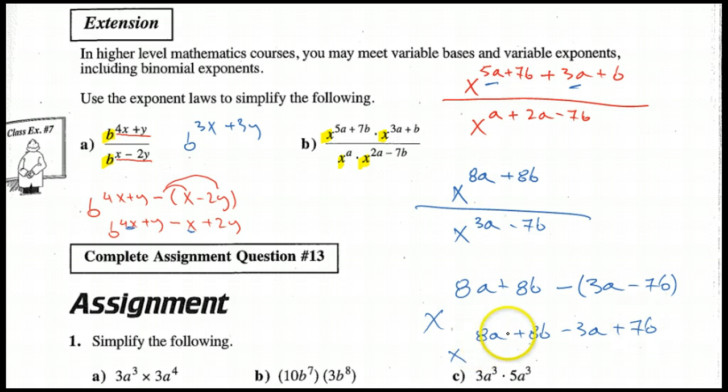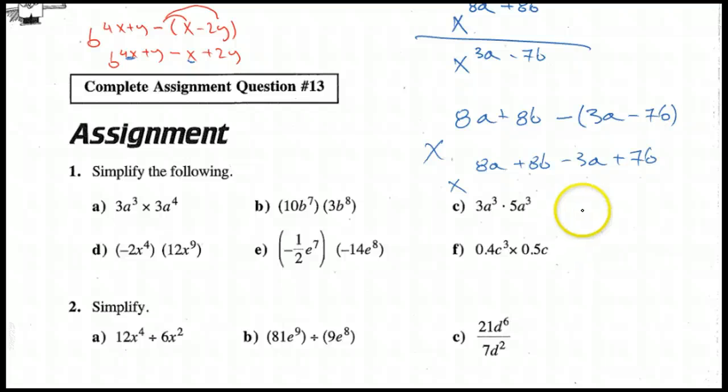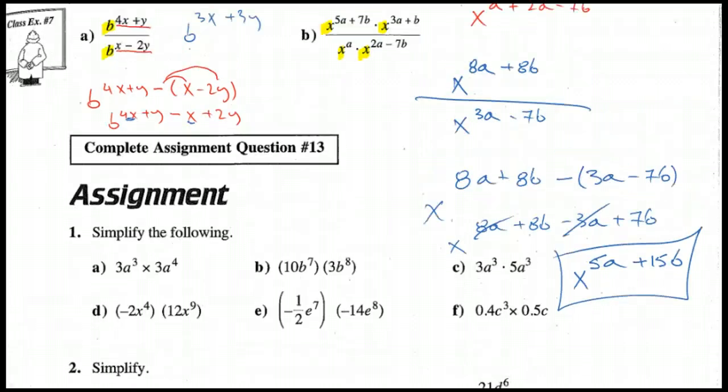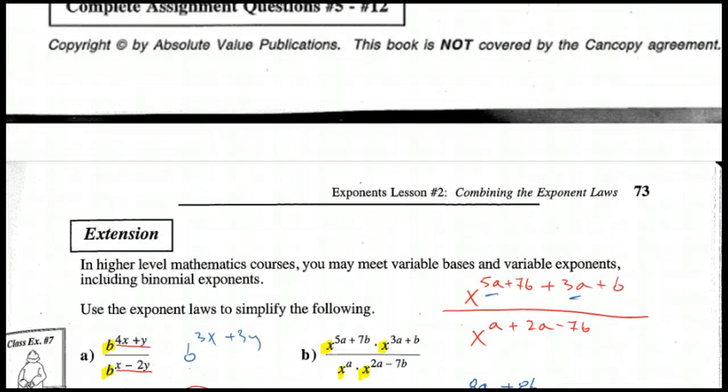And finally, I'm going to do this down here. I have x to the 8a minus 3a, 5a. Those are gone. 8b plus 7b, 15b. Okay, so don't worry about it if you don't get those last two. We'll do a few more in class. Okay, see you next time.